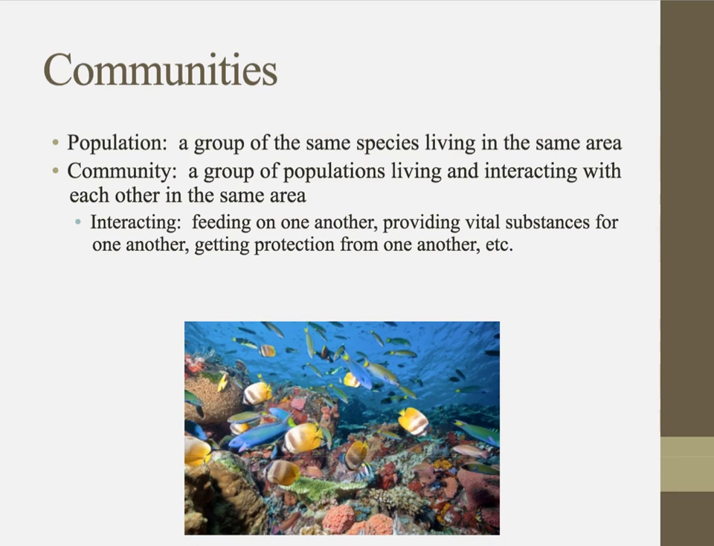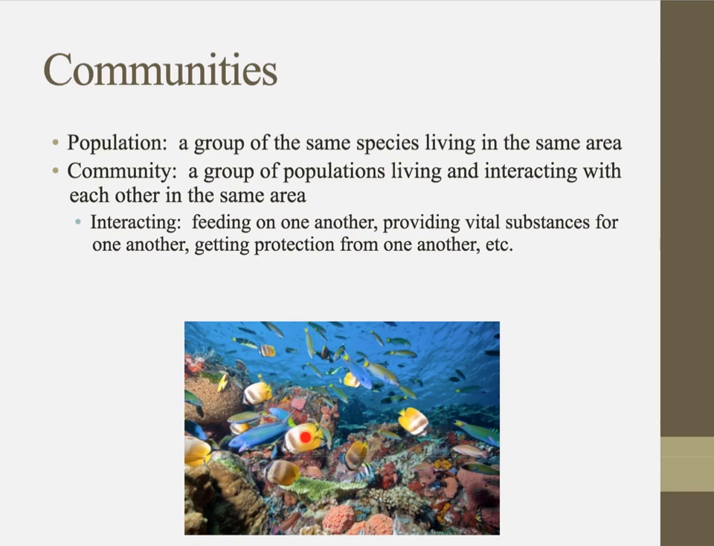So populations are groups of the same species living in the same area, like a population of rabbits, a population of maple trees, a population of gray mice, whatever. When we have several populations living and interacting with each other in the same area, that's what we call a community.